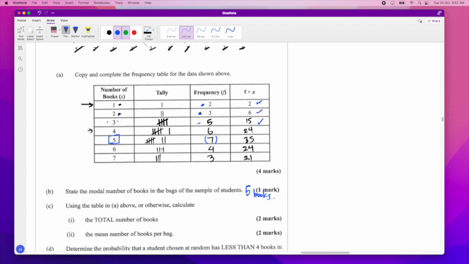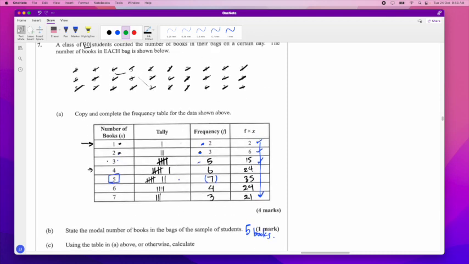So if I add up this column, what I'll actually be getting is the total number of books, yeah? And so we adding up that column too. So the total number of books brings us to 127 books in total, yeah?